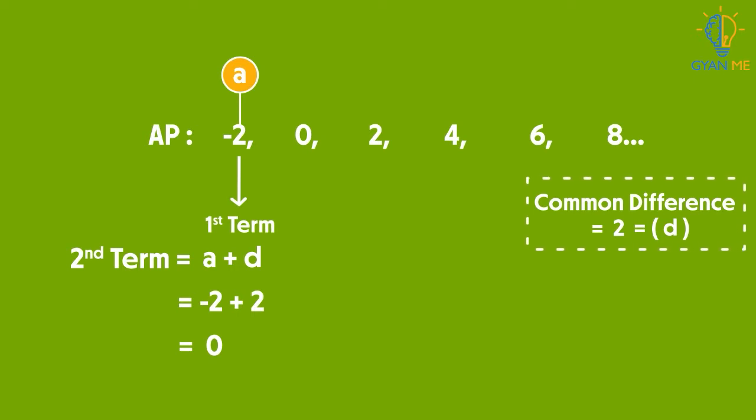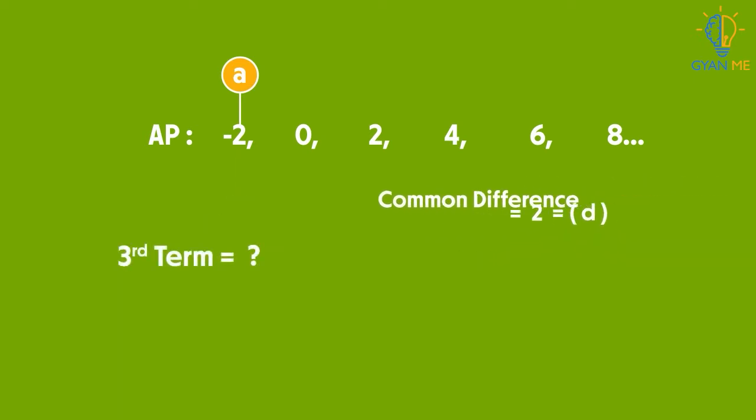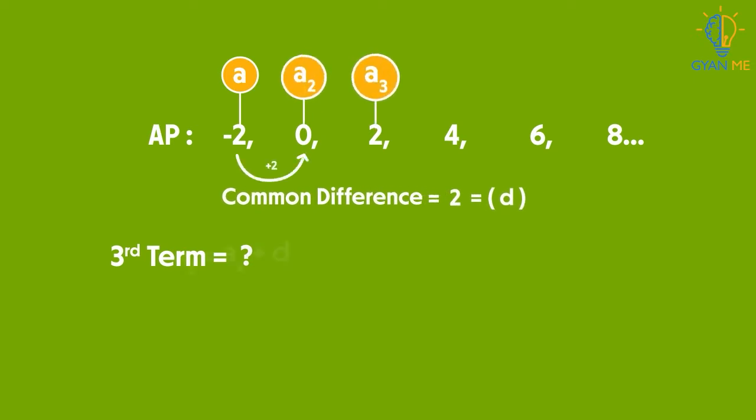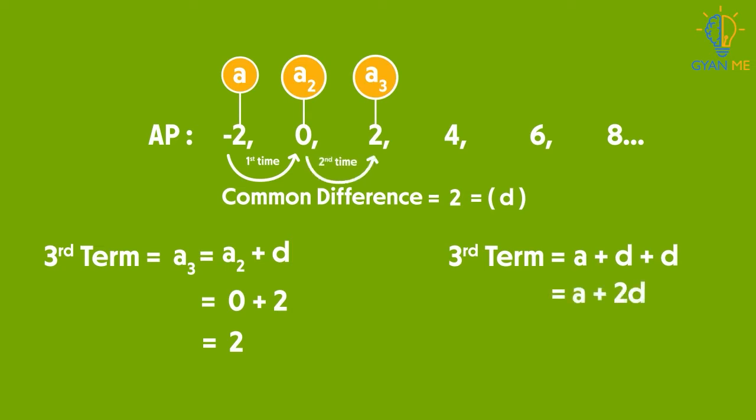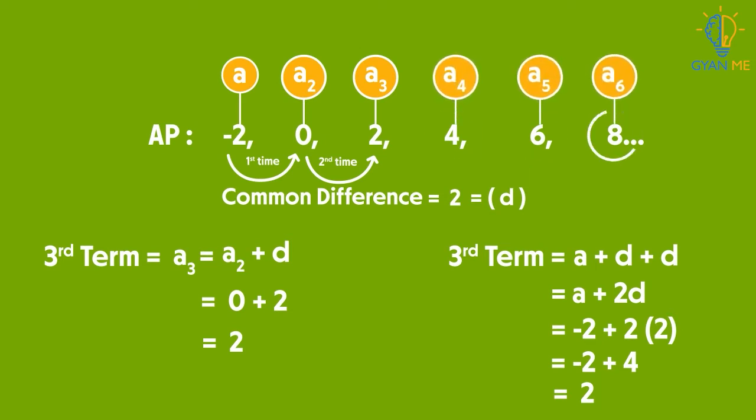That is -2. And then what about the third term? Yes, it can be written by adding 2 to the second term. That is 0 plus 2 equals 2. Or with respect to the first term, we will add the common difference 2 times. That is a plus d plus d, which is a plus 2d. And here it will be -2 plus 2 plus 2 or -2 plus 2 into 2. That will give us 2. And so on, we can write the 4th, 5th, 6th terms for this AP, and so on we can continue.